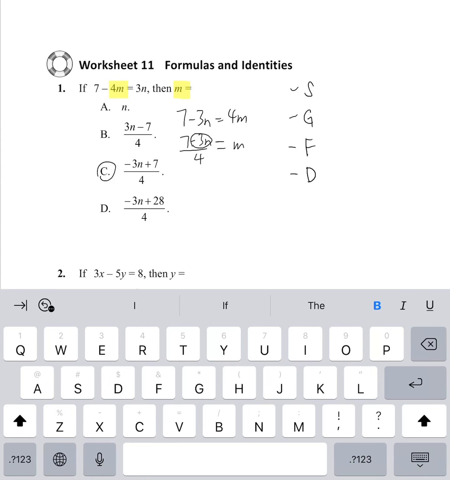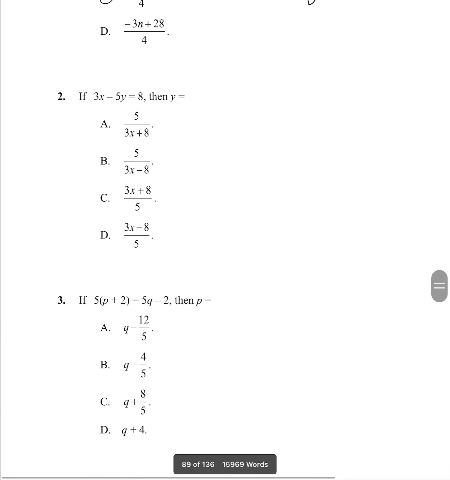Okay, because it's negative 3n and it's positive 7. Negative 3n and positive 7. Okay, so don't get confused saying it does not look exactly like. And then for the next one, it's the same. I will not do these questions.